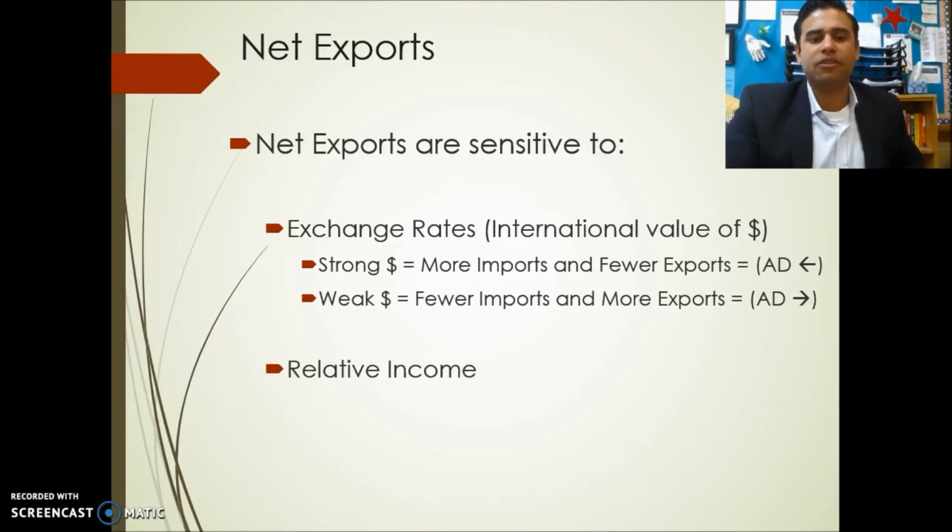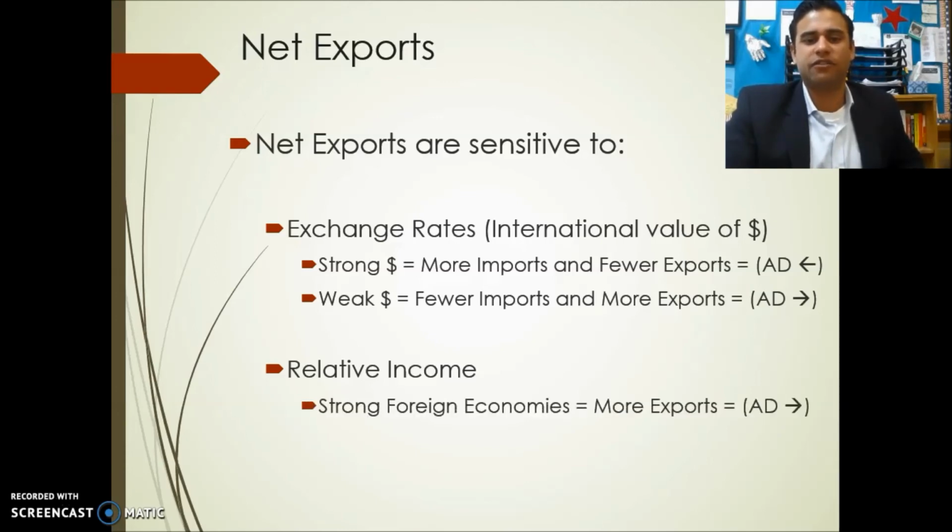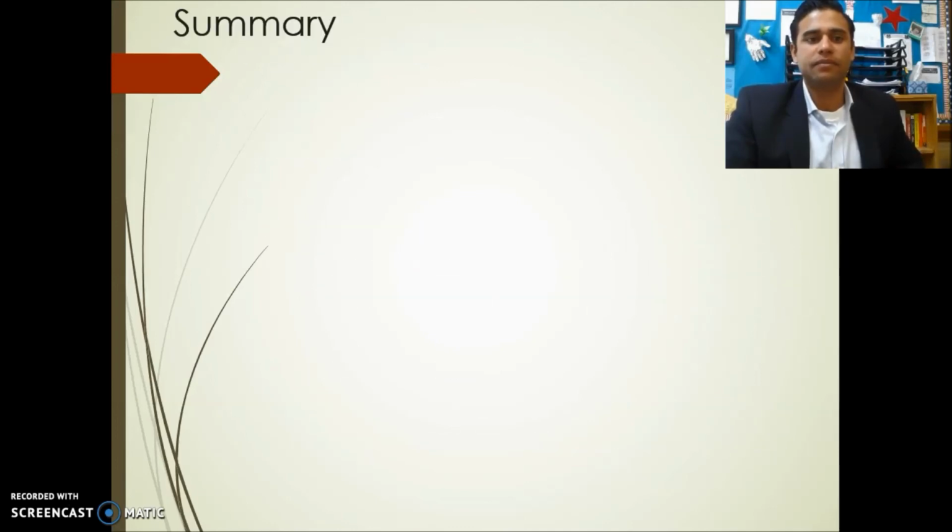Relative income. Now we're really just talking about things that change exchange rates, right? A strong foreign economy equals more exports. Aggregate demand increases. Weak foreign economy equals less exports. Aggregate demand decreases. And that's our 4 determinants.